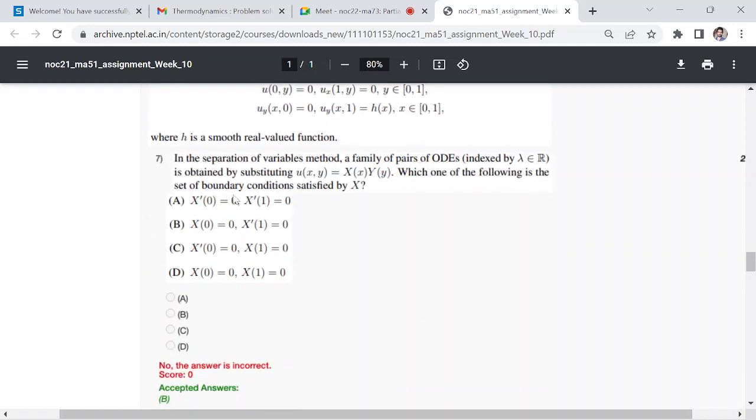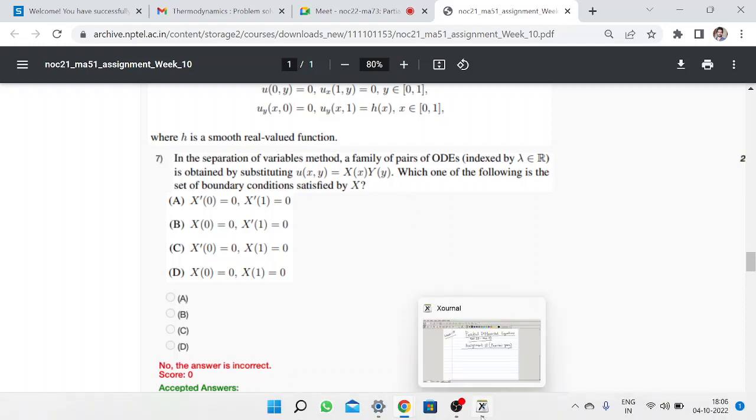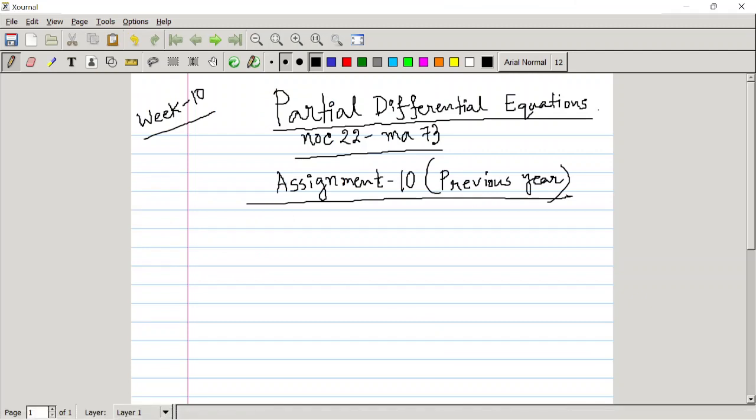and h is a smooth function. So question number 7 tells that in the separation of variable method, a family of pair of ODEs is obtained by substituting u(x, y) equal to X into Y, where X is a function of x and Y is a function of y. So you have to find the boundary conditions satisfied by X. So let me first write the equation. Problem number 7, the Laplace equation by method of separation of variable.